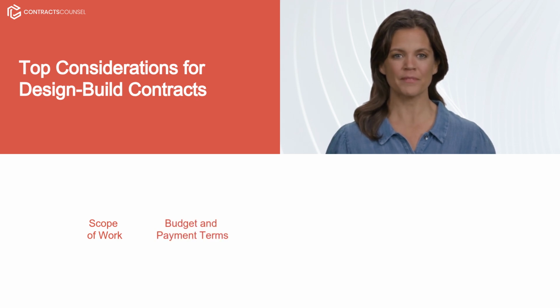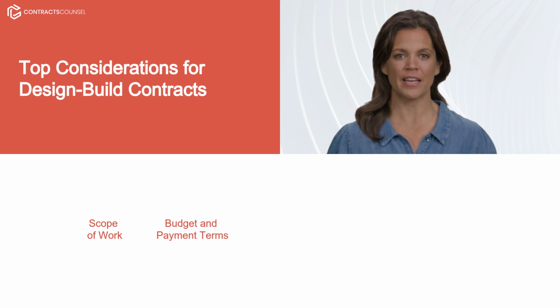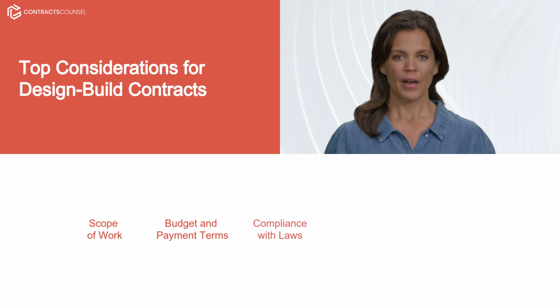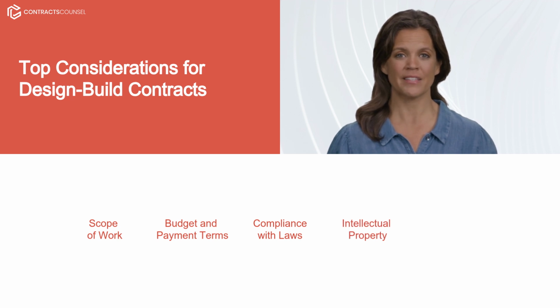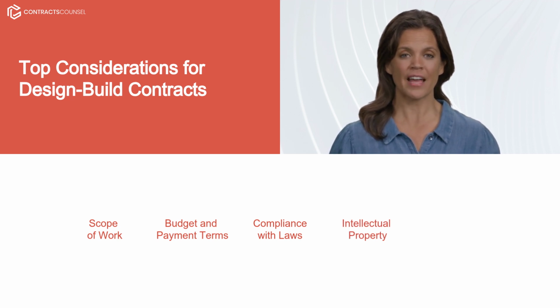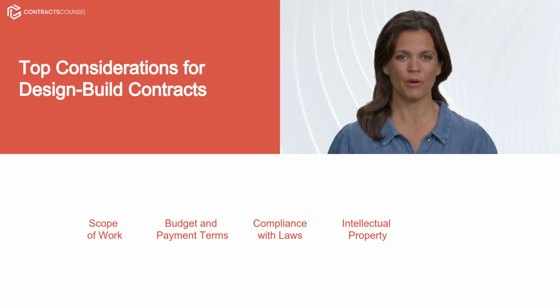Budget and payment terms. Understand the payment terms, including the total budget, payment schedule, and any provisions for change orders. Compliance with laws. Ensure the agreement complies with relevant local, state, and federal laws, including building codes and safety regulations. Intellectual property. Determine who will own the intellectual property rights for the designs and plans created during the project.